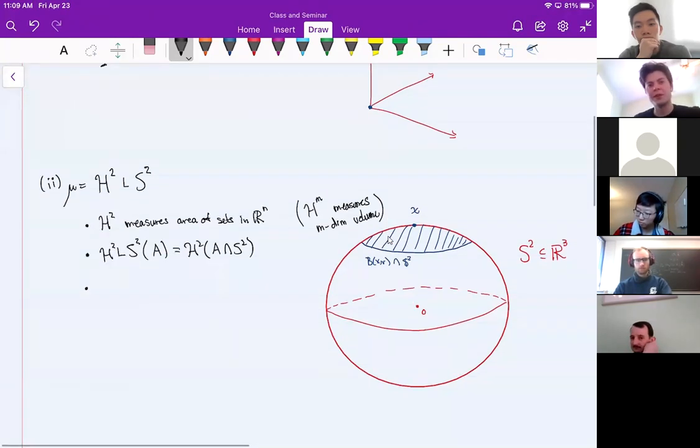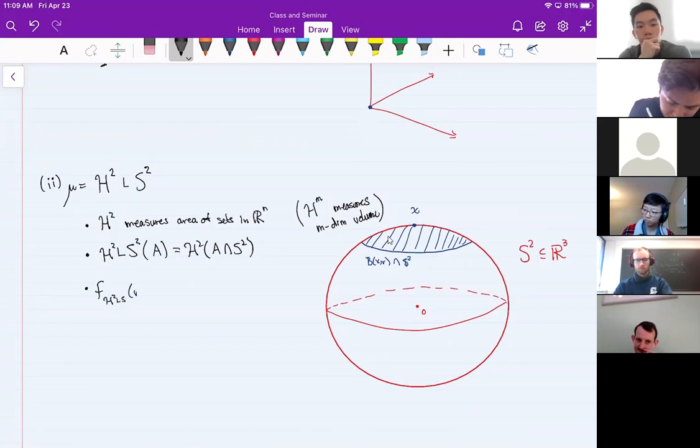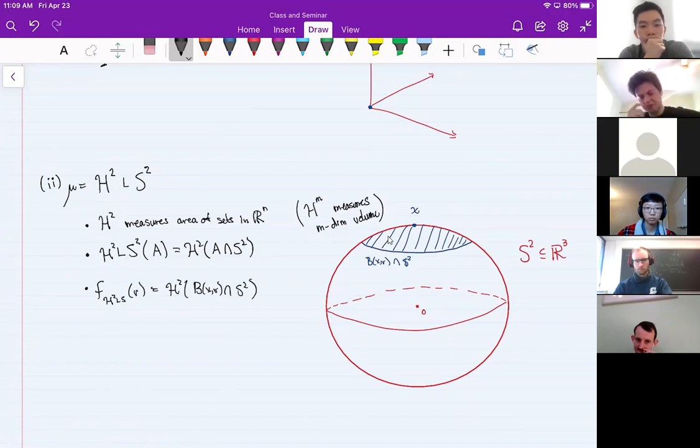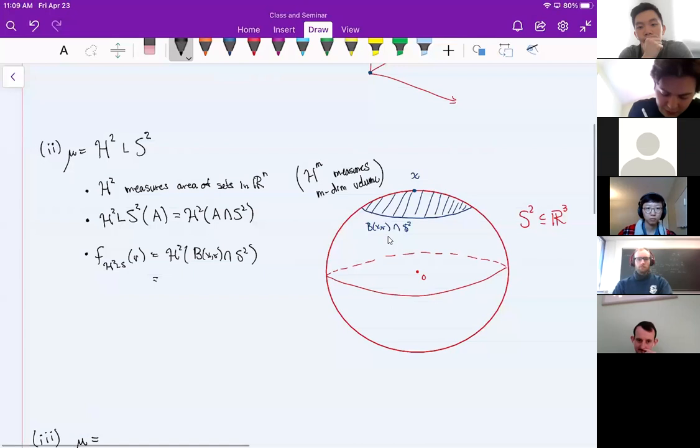Okay, and so in this case, we're interested in the measure of balls. Here I've drawn a point to the right, X, and the intersection of a Euclidean ball of radius R in R3 with the sphere is just one of these spherical caps. So if I write the distribution here, this is just going to be H2 of a ball of radius R around X intersected with S2, which is the area of the cap there.